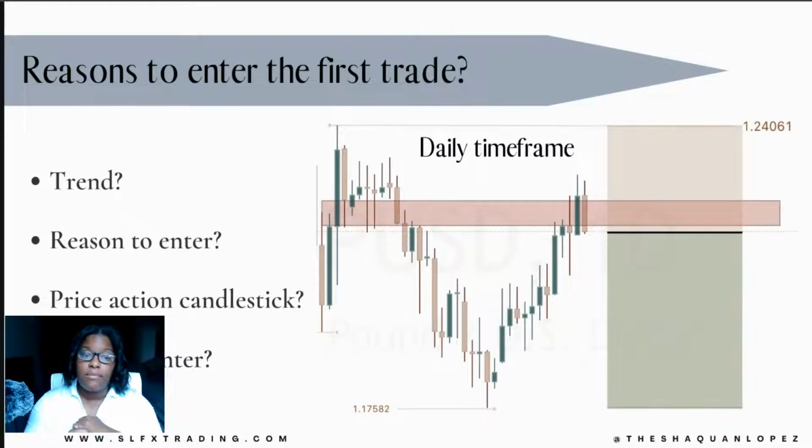I want you guys to tell me what's the trend, what will be your reason to enter the trade, and what price action candlestick would you enter the trade on. Okay? Diva says sell, downtrend, because break of structure. Okay? Break of structure. Anyone else want to chime in with this as well? David says downtrend. Reason is price is back at a zone it previously reversed from.